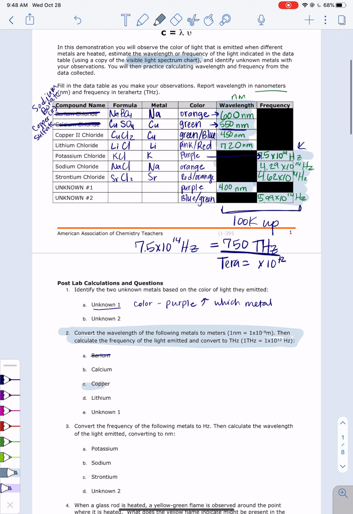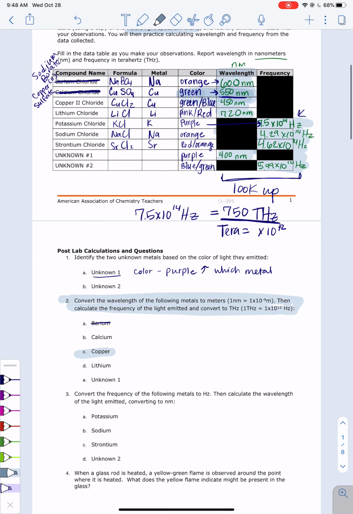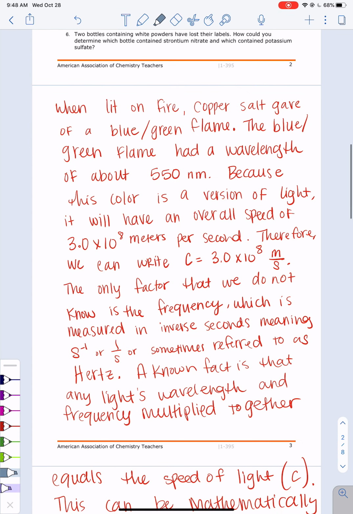So we are going to be working with copper. And if you notice, copper gave us a 550 nanometer wavelength. So I wrote it all out, so I'm going to read it to you and hopefully explain it a little better. When lit on fire, the copper salt gave off a blue-green flame. Okay, this blue-green flame was light. The blue-green flame had a wavelength of about 550 nanometers. That's what we looked up.